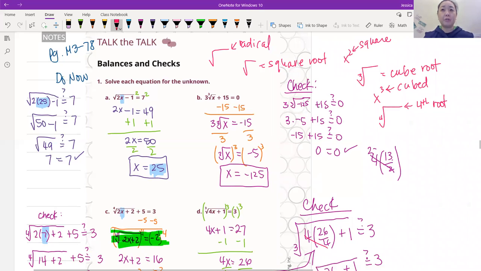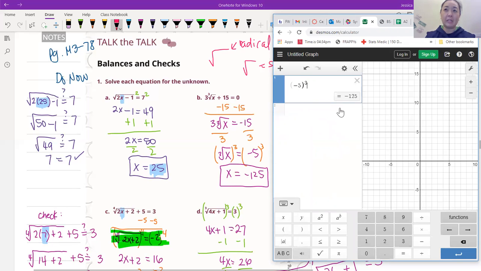And then don't forget you do your check. Just plug in the negative 125 in there, and then the cube root. So again, if negative 5 cubed was negative 125, then the cube root of that should lead me back to my original negative 5, right? But in case you are on the test and you're like, I don't remember.